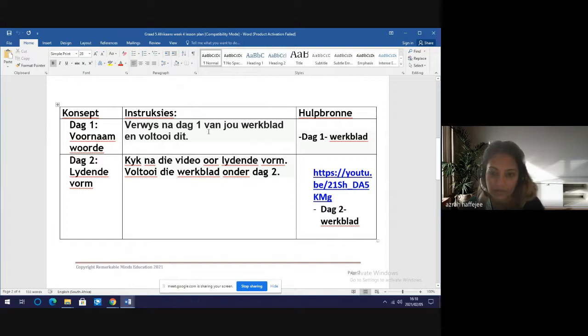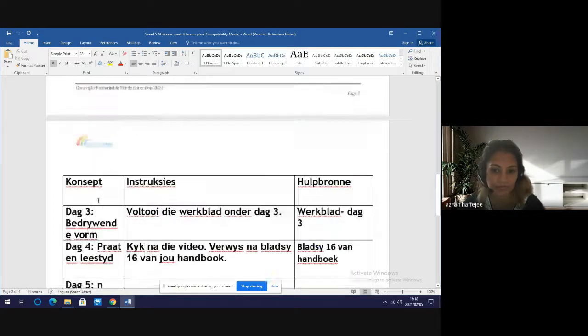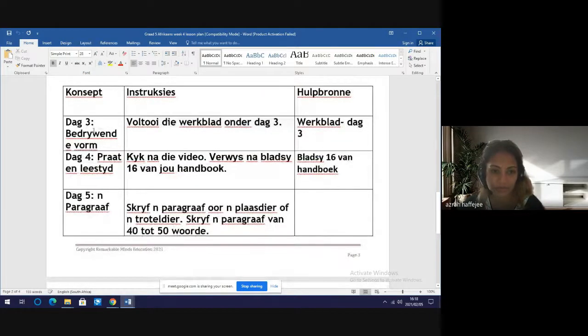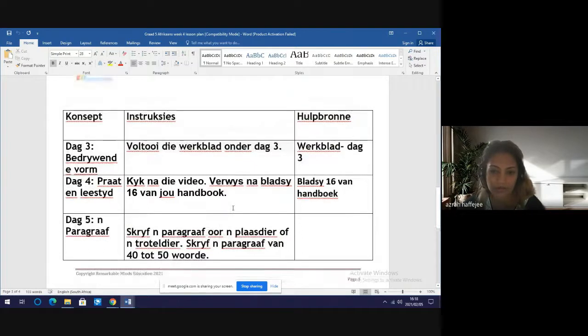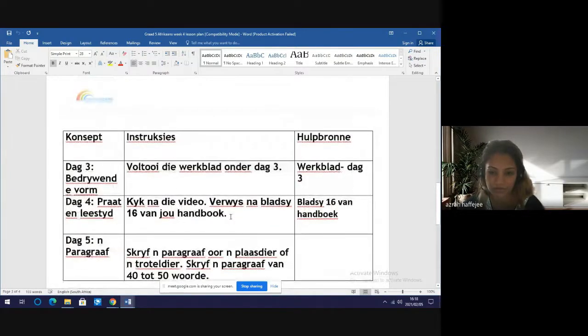So you will have a look at this on your worksheet. Today I'm going to be referring to dag 2, which is leidende vorm as well. So after I finish off with dag 1, I'm going to talk about dag 2 leidende vorm and just touch base on that. The rest of the sections on bedrijvende vorm, praat en leestijd in a paragraph, you guys can have a look at during the course of the week.